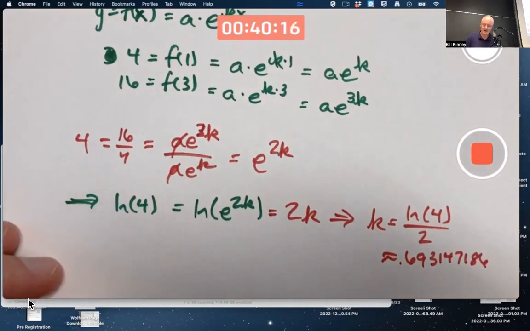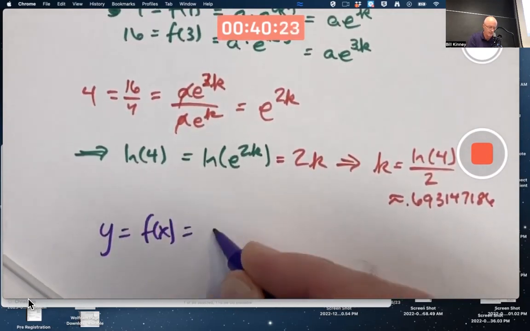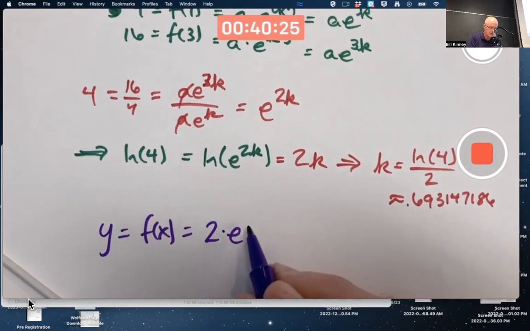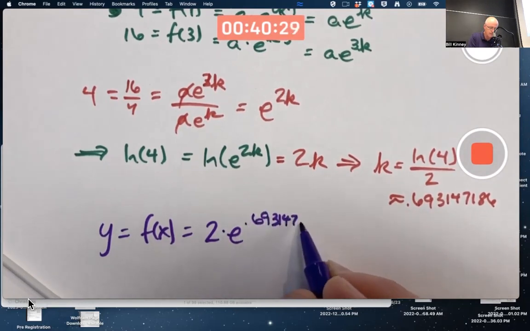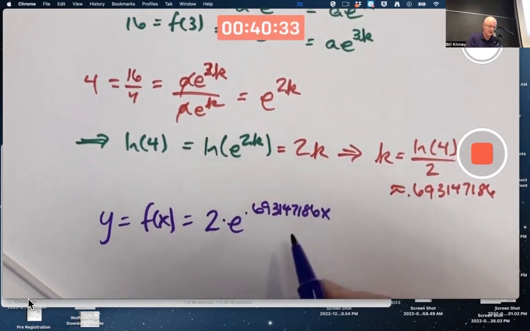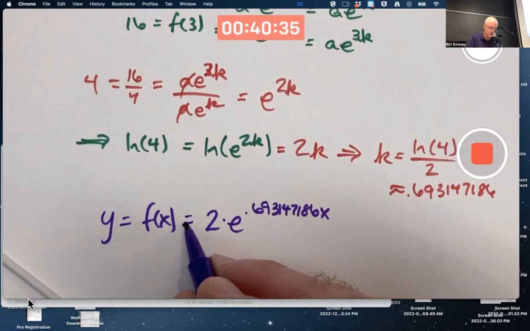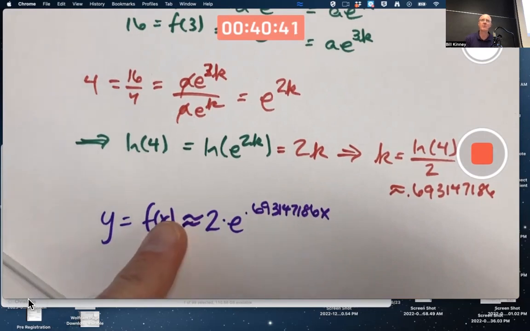So what we have here is an alternative way of writing this function that's, you might say, more complicated, but there are certain ways in which this is better. And actually, because I'm using the decimal approximation, this is just an approximation. For the purposes of calculus, there are ways in which this is better, even though it's more complicated looking.